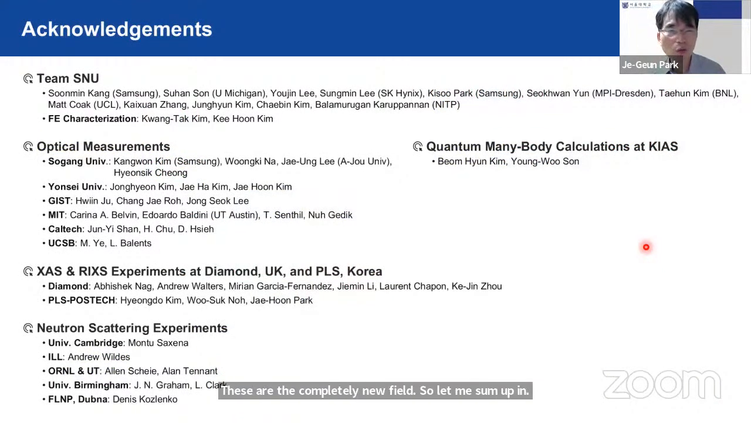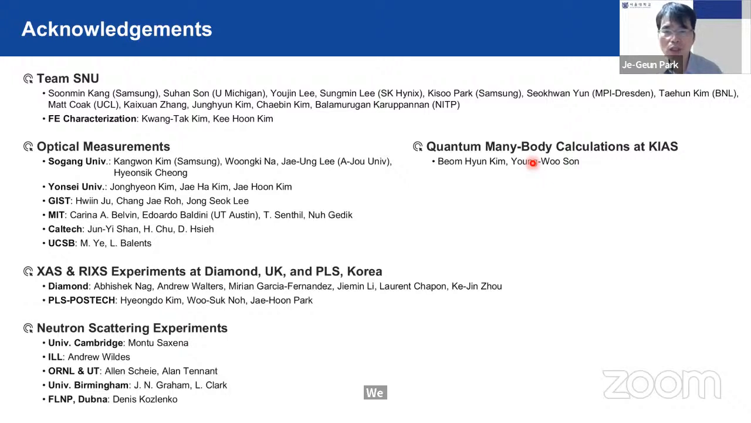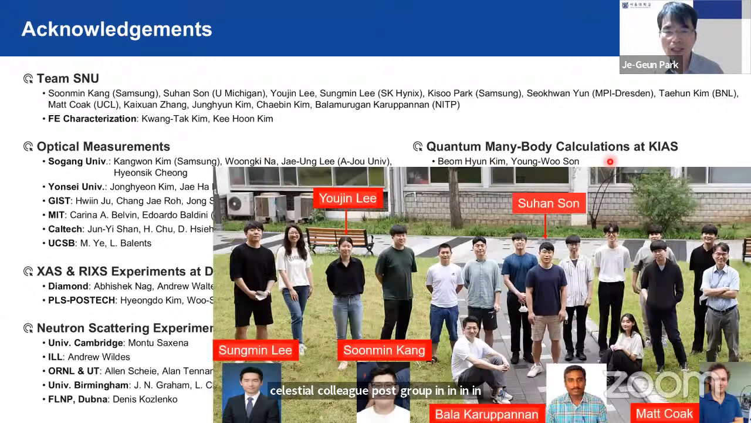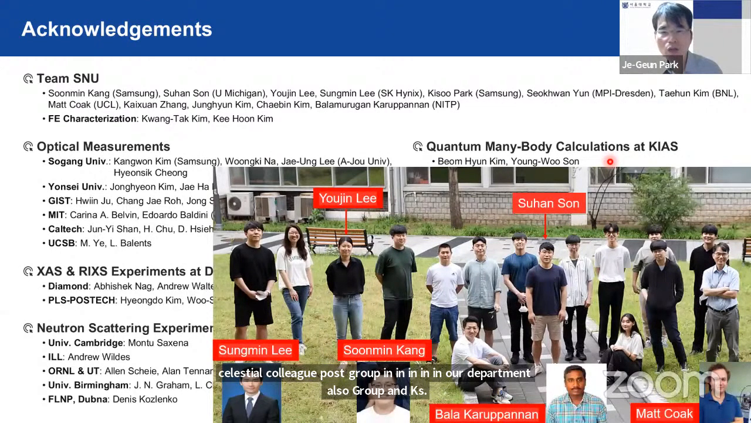Before doing that, let me thank all my collaborators. As you can imagine, this is based on an extensive network of collaborations, not only my group but also people in my department, many people in Korea doing optical measurements with us, and also in the US, at MIT and Caltech. As I said, we also did neutron and X-ray experiments, both in Korea and at Diamond in the UK, and we are doing a lot of neutron experiments all over the world. We have benefited from strong collaboration with our theoretical colleagues, both in our department and at KIAS. But last but not least, these are my unsung heroes.